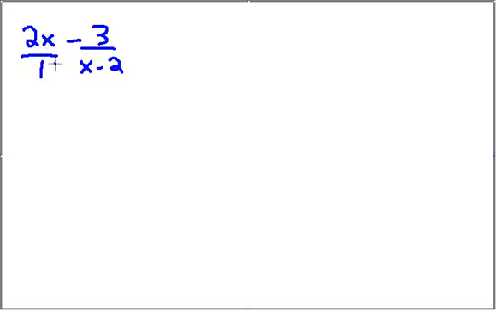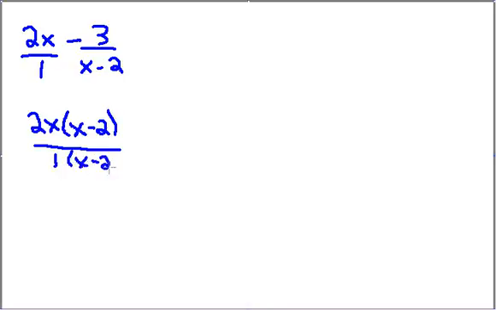Now what we need to do is we need to change both of these fractions into equivalent fractions that have the same denominator. So we come here to our second fraction, take a look at the denominator for it. It's x minus 2. That's what we're going to multiply our 2x over 1 by. We're going to multiply it by x minus 2 on the top and x minus 2 on the bottom. So I'm going to rewrite this as 2x times x minus 2 on the top. And then on the bottom, we're also going to take our 1 and we're going to multiply it by x minus 2.